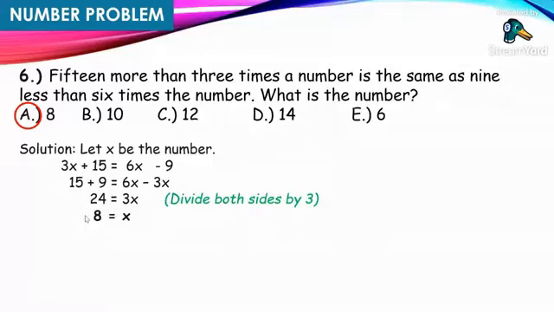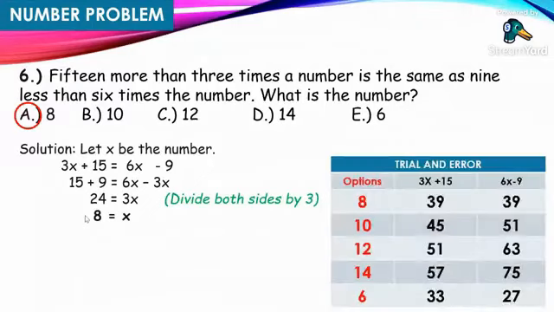Okay, we could also have trial and error or guess and check. Guess and check tayo. So, ano yung first natin? Kailangan talaga marunong tayong mag-translate ng statement into mathematical expressions para kahit sa guess and check or trial and error lang, magagamit din natin. So, 15 more than 3 times a number, ito yon. Then, it's the same as, sabi dyan, 9 less than 6 times the number.